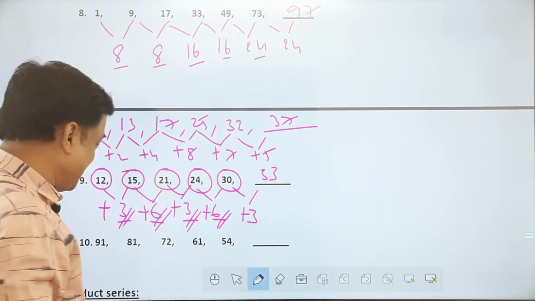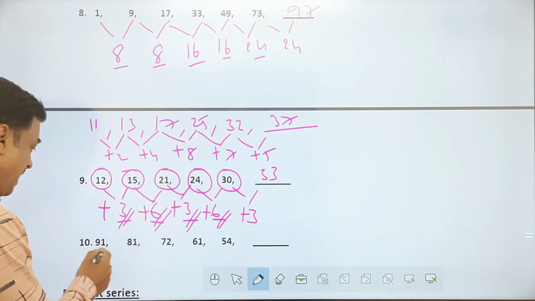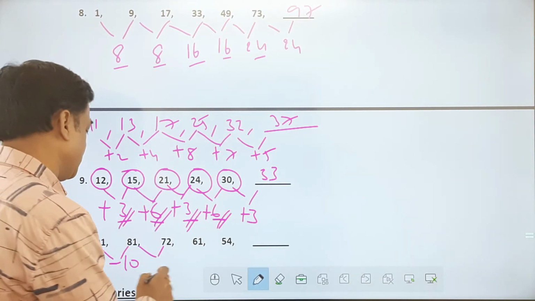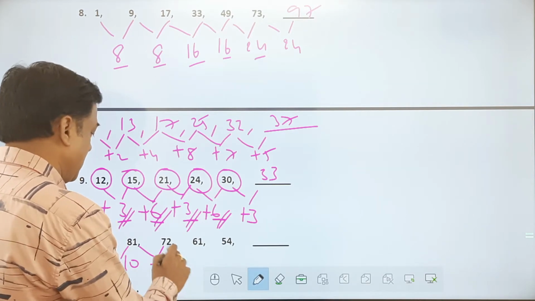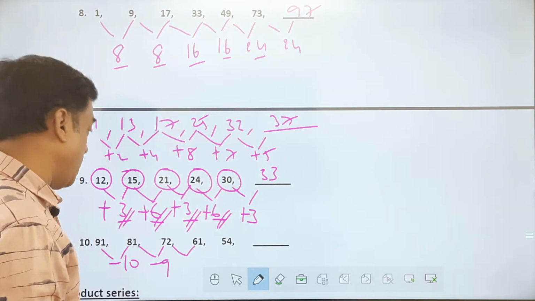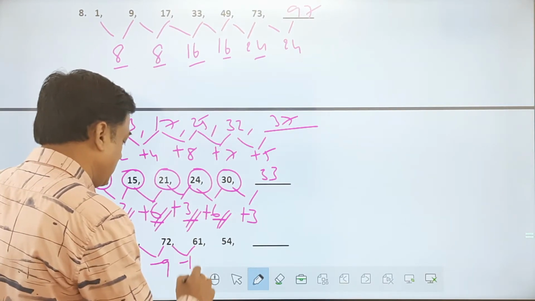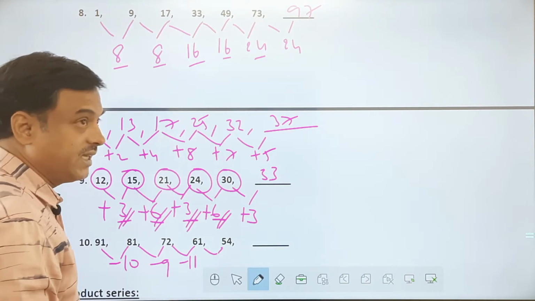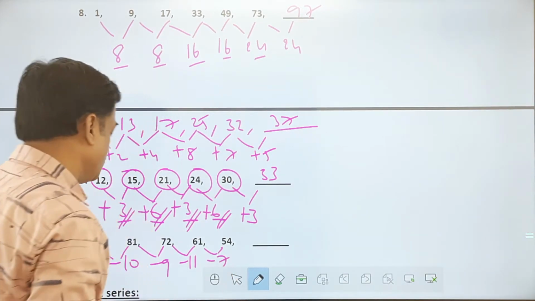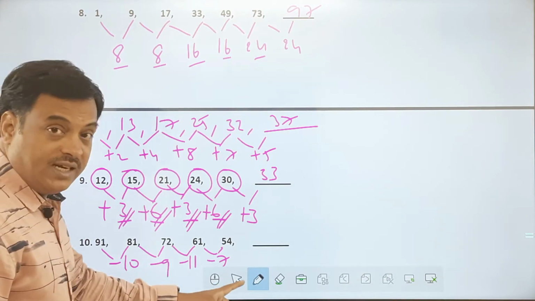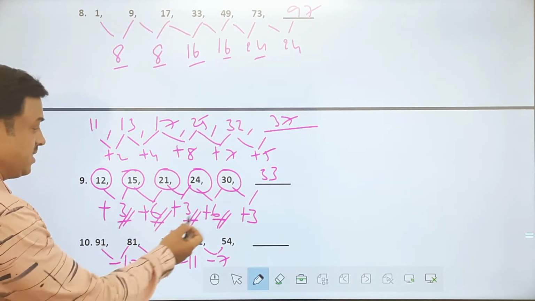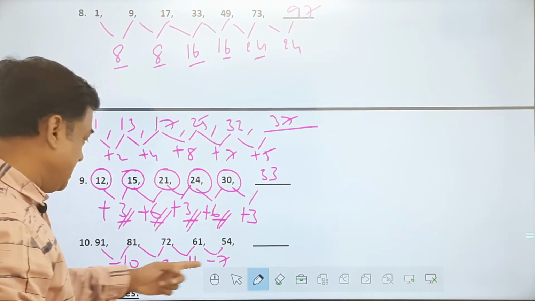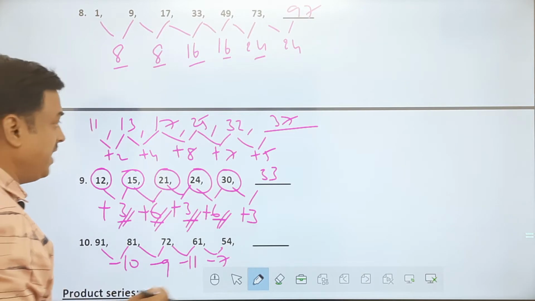So here if you see the next example, friends, 10th one, 91 to 81 it is decreasing by 10. The next one is 81 to 72 it is decreasing by around 9. And the next one 72 to 61 it is decreasing by 11. The next one here, 61 to 54, it is decreasing by 7. So what is the logic behind this? I am not finding any constant increase or decrease like in the previous case, 3, 6, 3, 6, or here 8, 8, 16, 16, 24, 24. I am not getting a logic here. Any straight away logic? No. So I will try differently here.